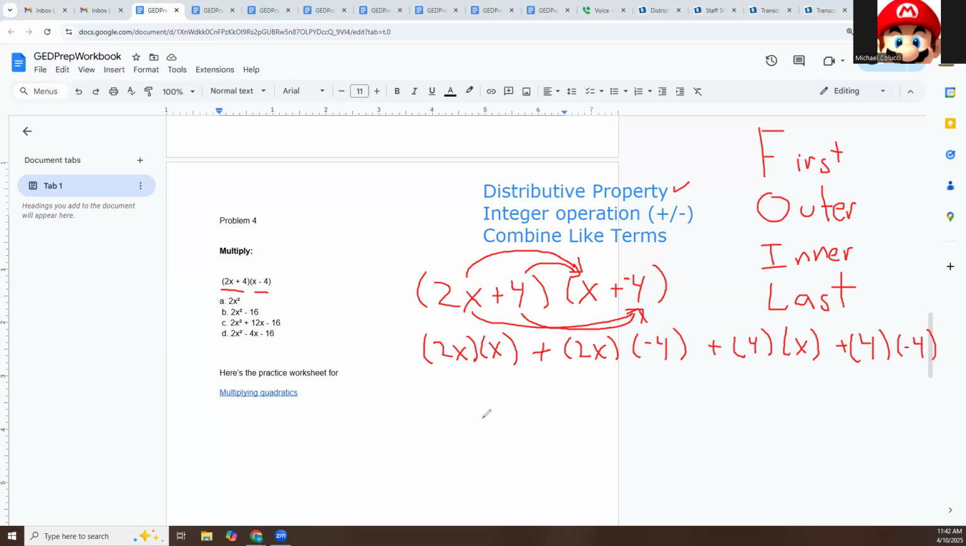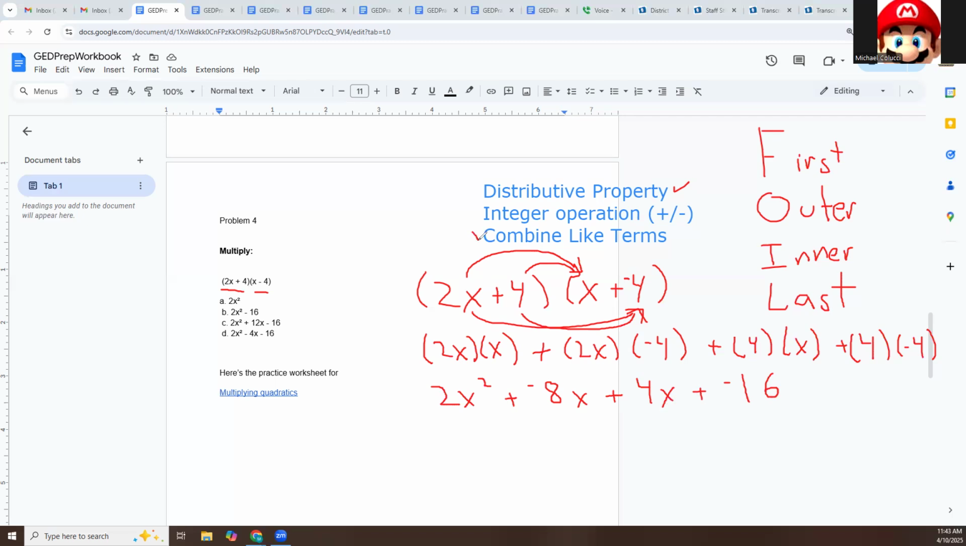Okay, I'm going to simplify this now by multiplying all these terms together. 2x times x is 2 times x to the second power. 2x times a negative 4 is a negative 8x. 4 times x is 4x. And 4 times a negative 4 is a negative 16.